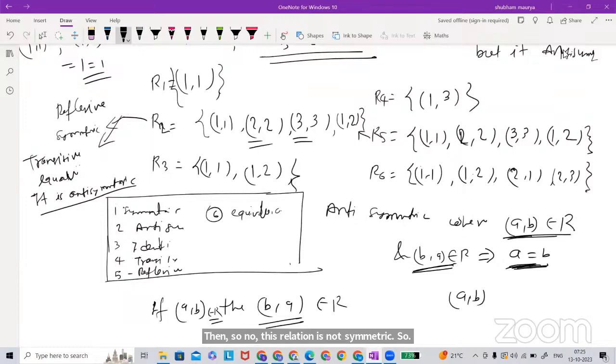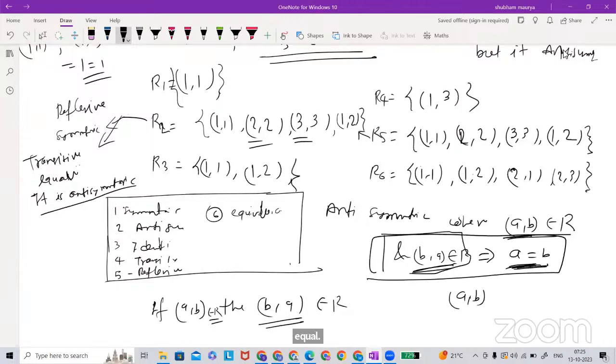Symmetric says if AB is there, then BA should also be there. But antisymmetric says if A and B are there and B and A are there, then they are equal. If this condition does not follow, we are not going to conclude anything, but still it is going to be antisymmetric. That is the main point.